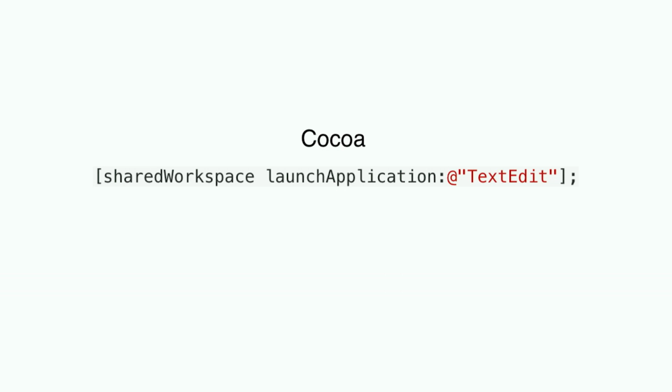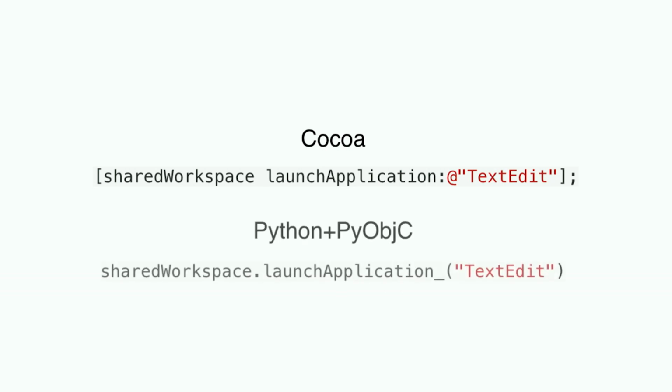I want to point out that the rule about converting colons to underscores always holds, even if the method has a single parameter. So here we have shared workspace, launch application, text edit. And when we convert that to Python, we have to make sure that we put that underscore there. It's really common. I do it all the time when converting them to forget to do that. It's easier when you're doing multiple ones because the underscores kind of break up the sentence in a way, and you forget to do it when it's just a single parameter. It won't work without that.